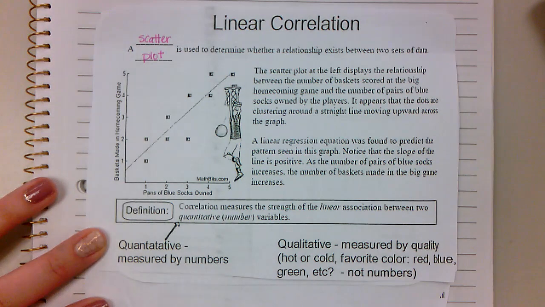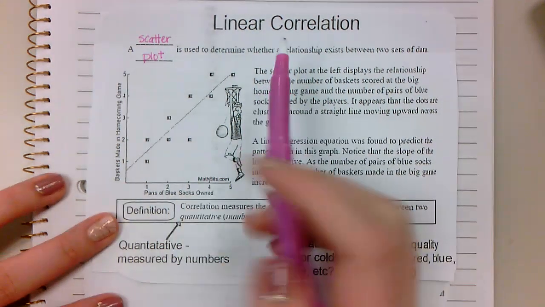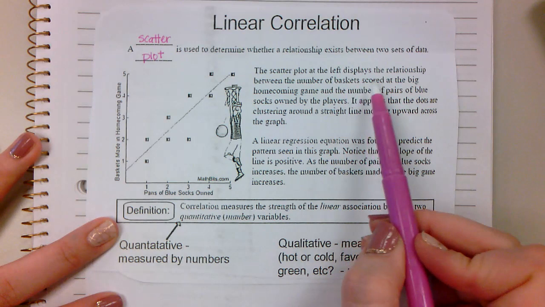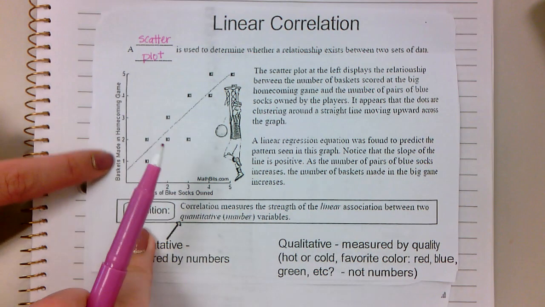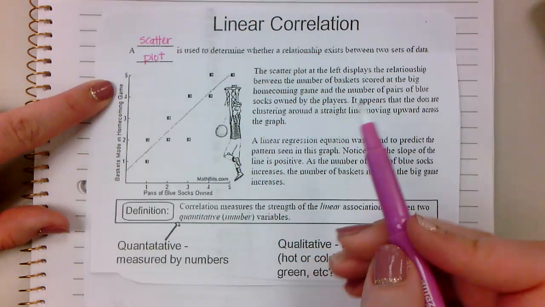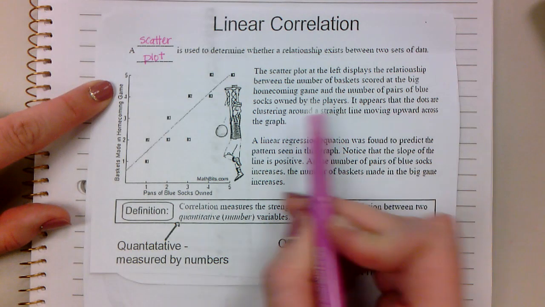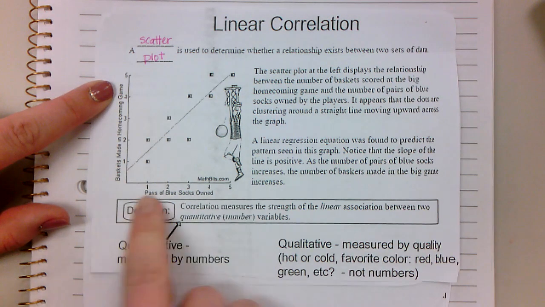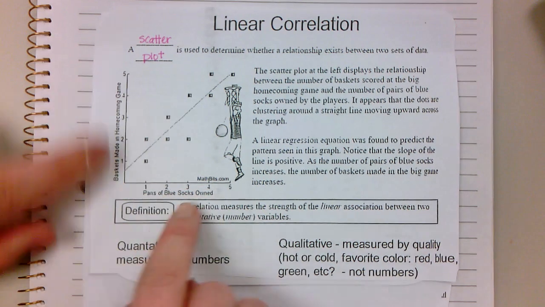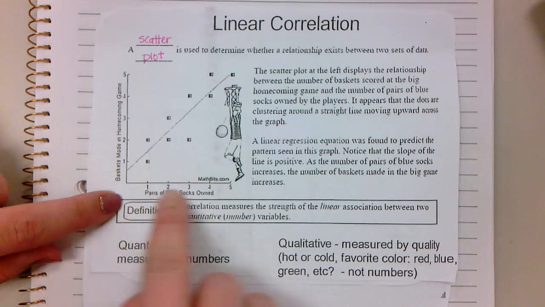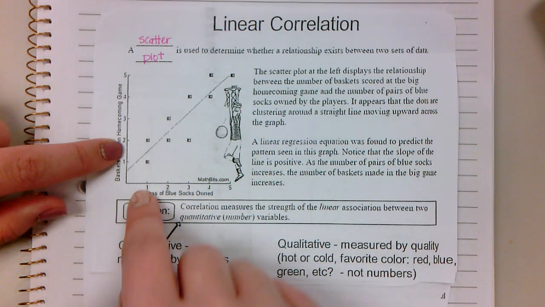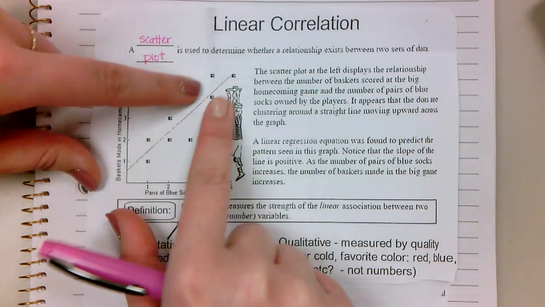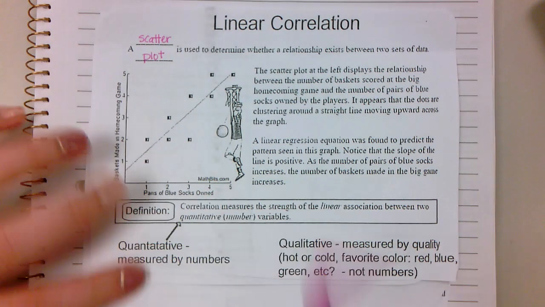So we have an example here, and that's exactly what this paragraph says. The scatter plot at the left displays the relationship between the number of baskets scored, so it tells you right here, baskets made in the homecoming game, and pairs of blue socks owned by the players. So one of the pieces of information goes on the x-axis, and the other goes on the y-axis. And then it appears that there is some sort of correlation between these points.